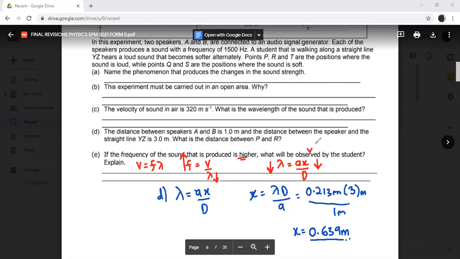So what will be observed by the student? The distance between two consecutive loud sounds decreases. That's what the student will get. Any question, anyone?